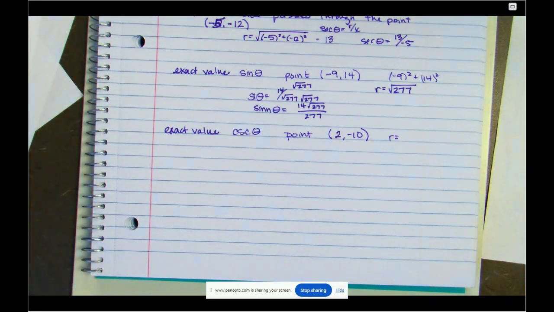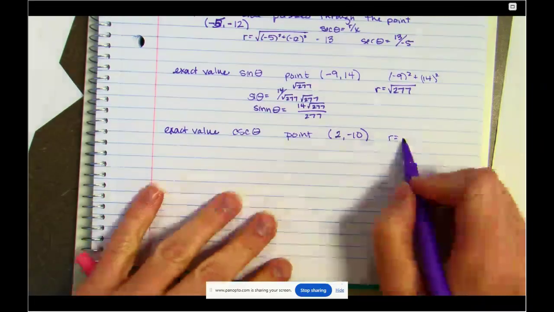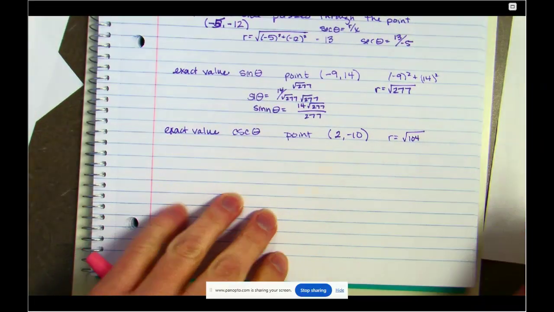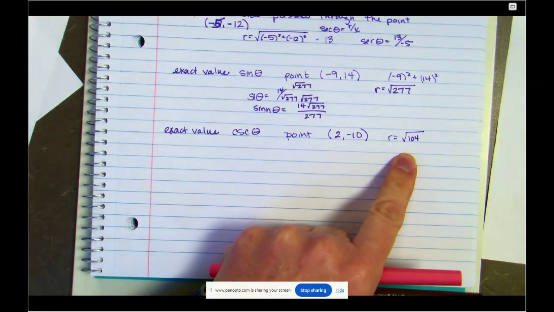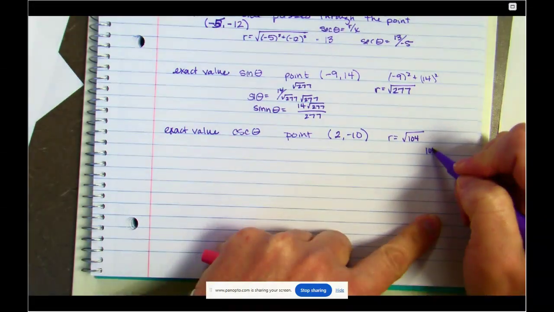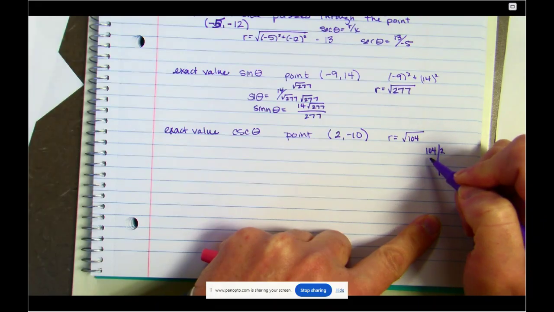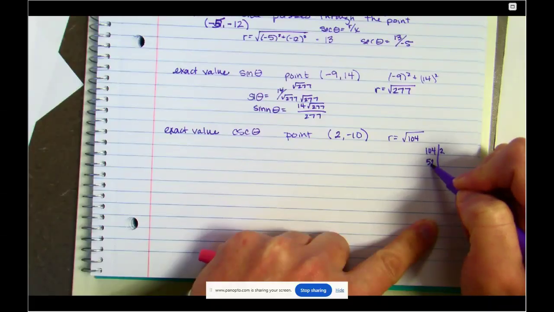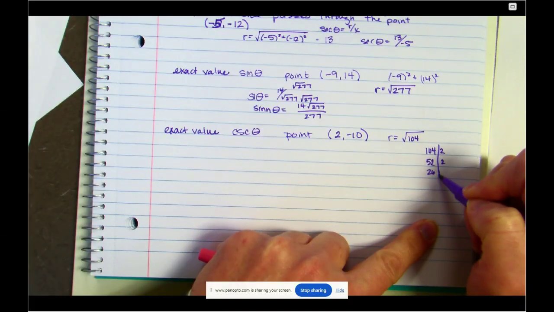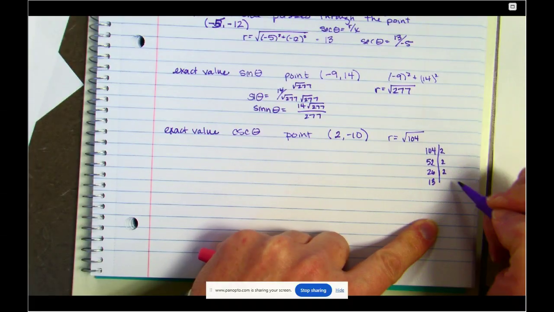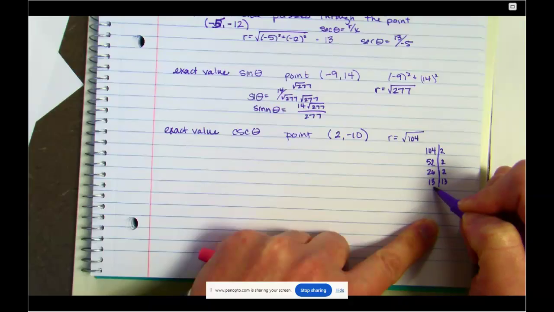Okay, what does r equal? Square root of what? 104. Square root of 104. So 104, you guys, you have to check and see if this simplifies, which it does. Divisible by 2, which is 52. That's divisible by 2, which is 26, which is divisible by 2, which is 13, which is the prime number.